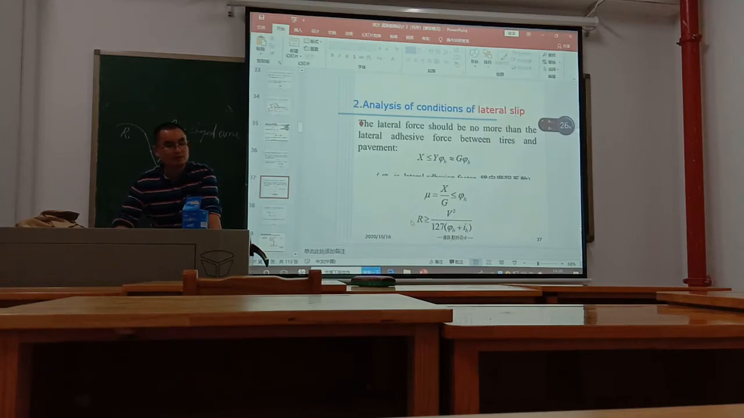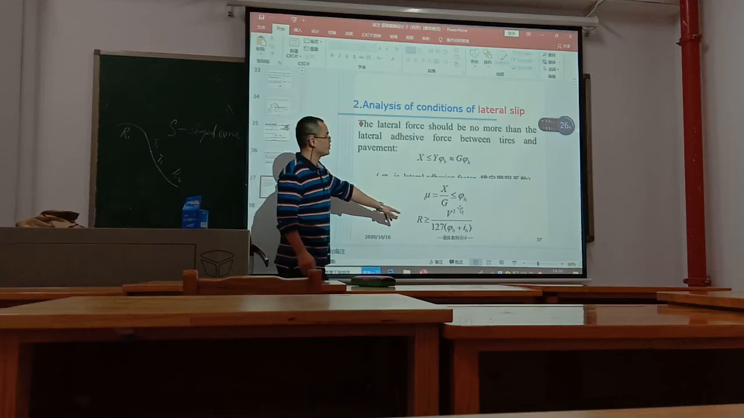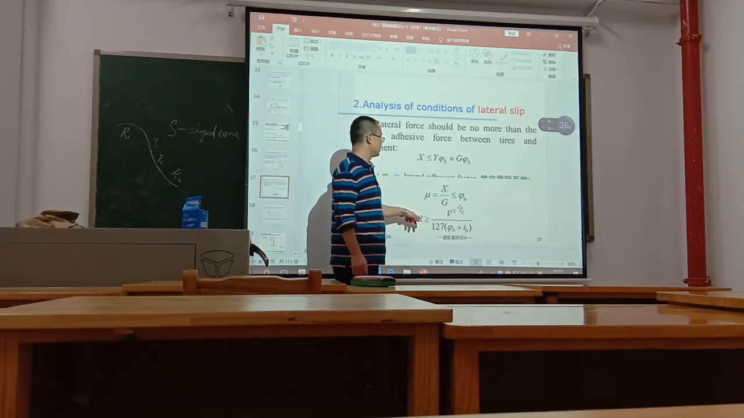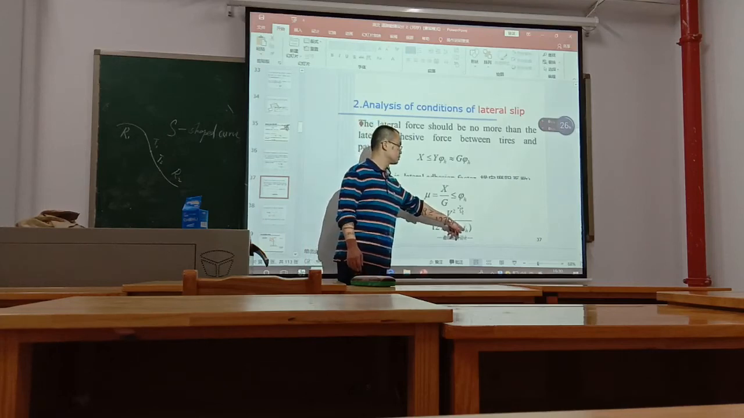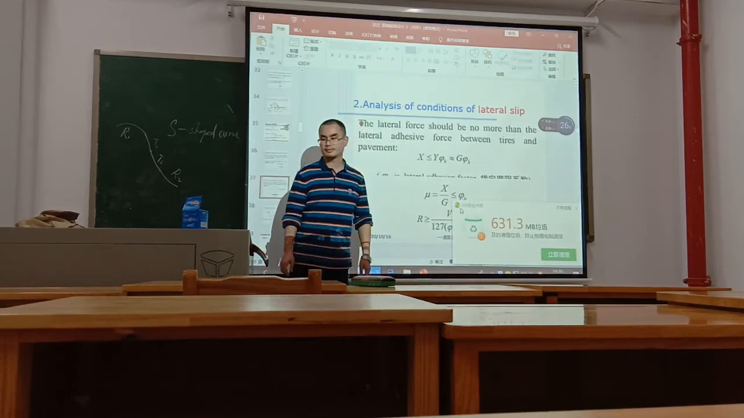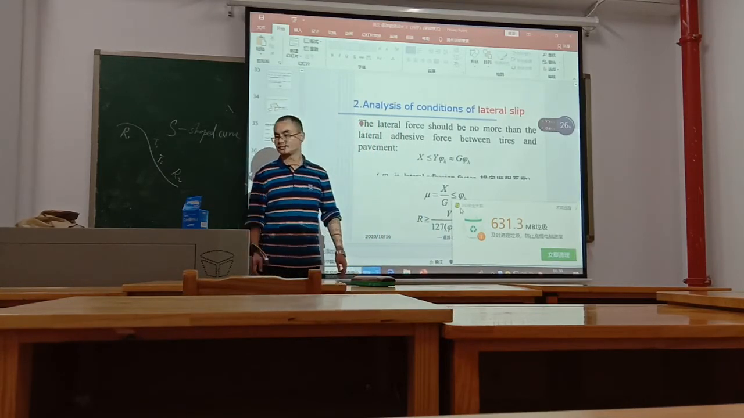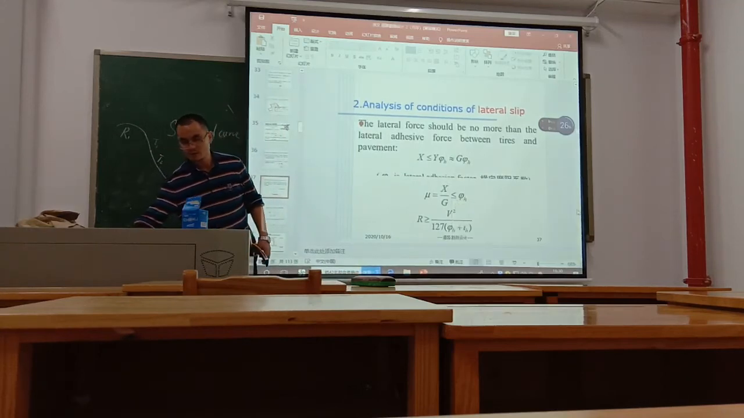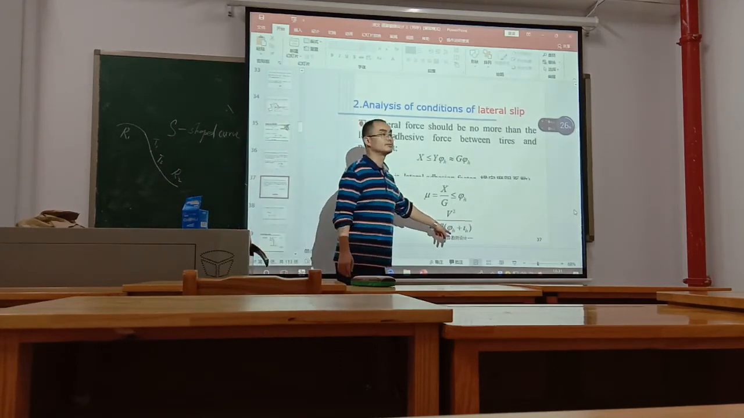This formula is very important to determine the radius, or to determine IH. Cosine H is low.